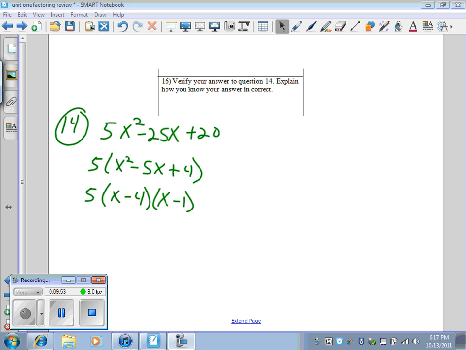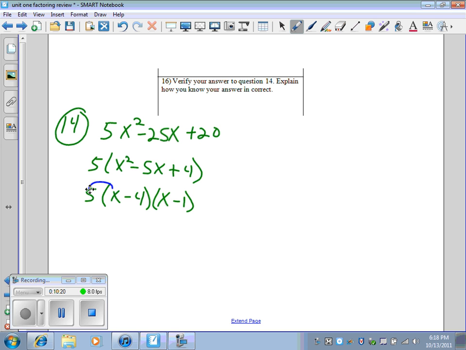Okay, for the last question, it asks you to verify your answer 14. 14 was 5x squared minus 25x plus 20. If you factored correctly, you would have gotten 5 times x minus 4 times x minus 1. So if you want to verify this, then just work backwards.